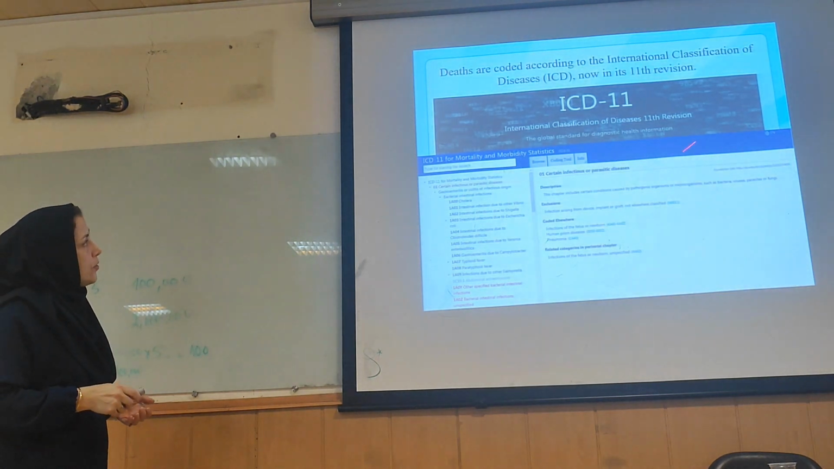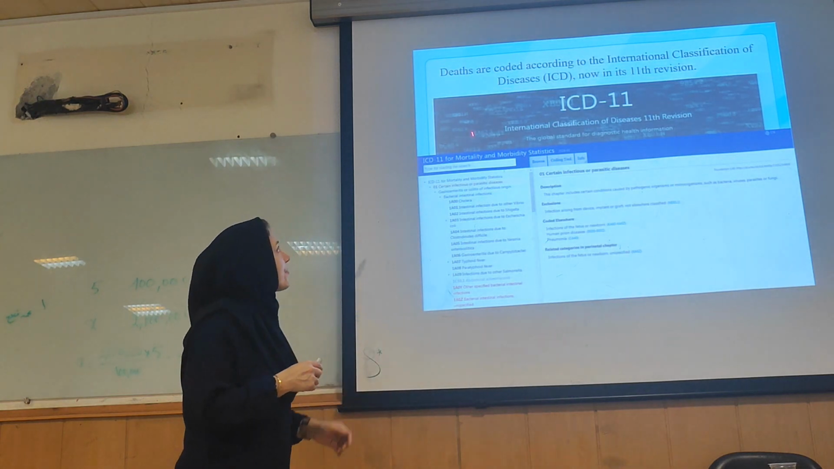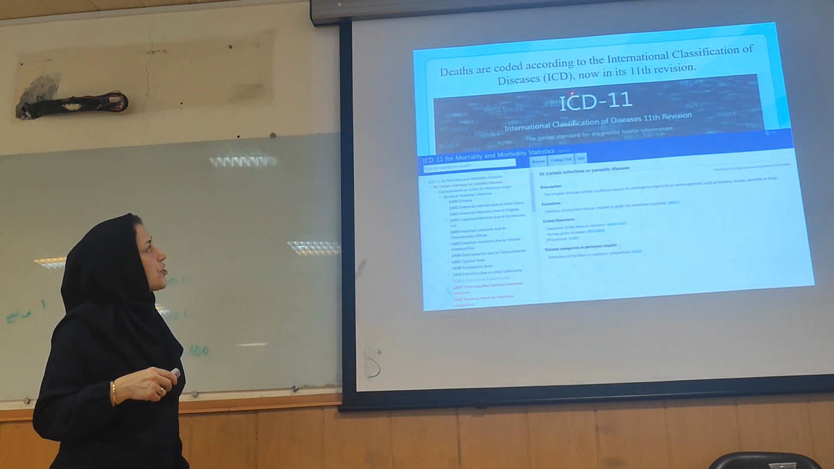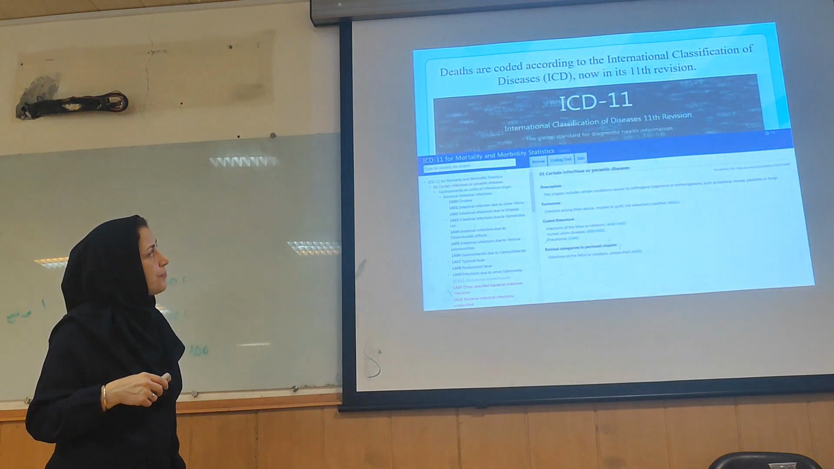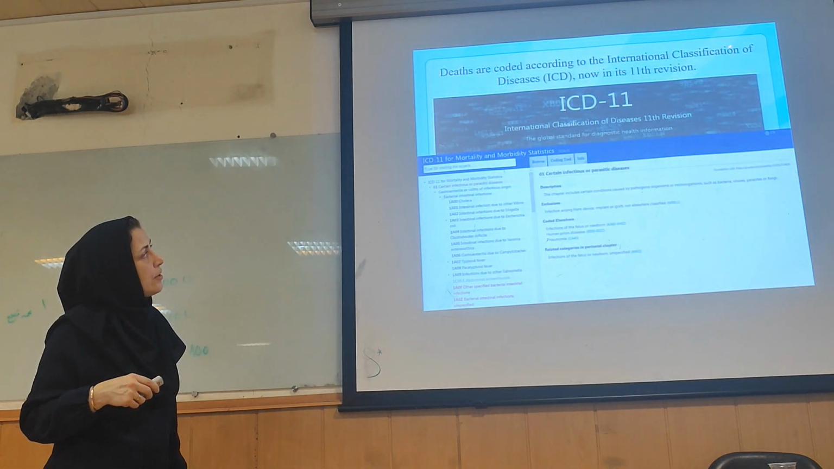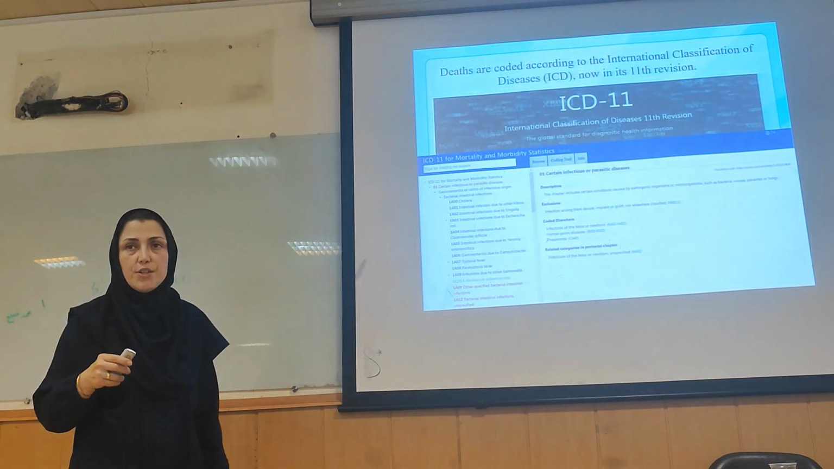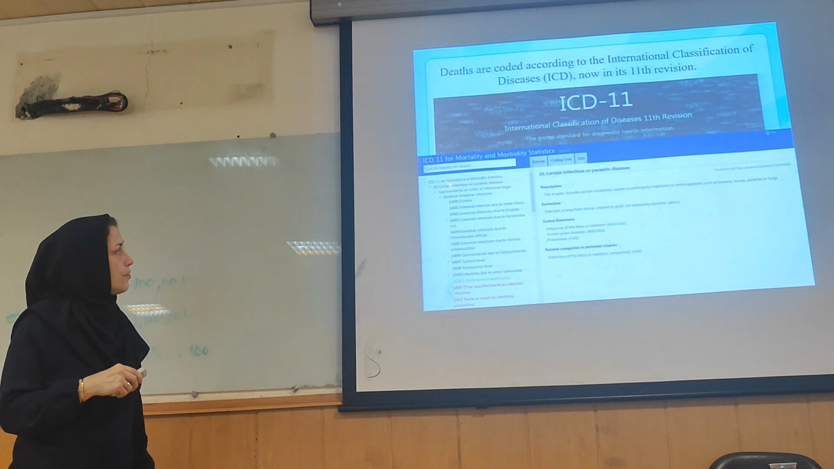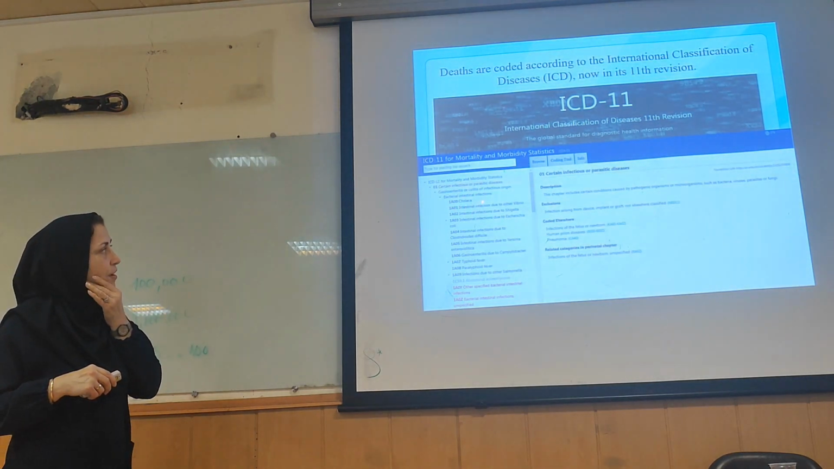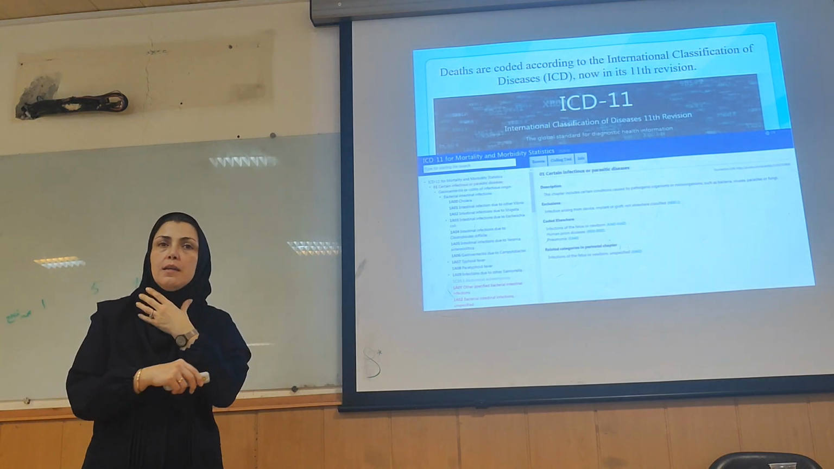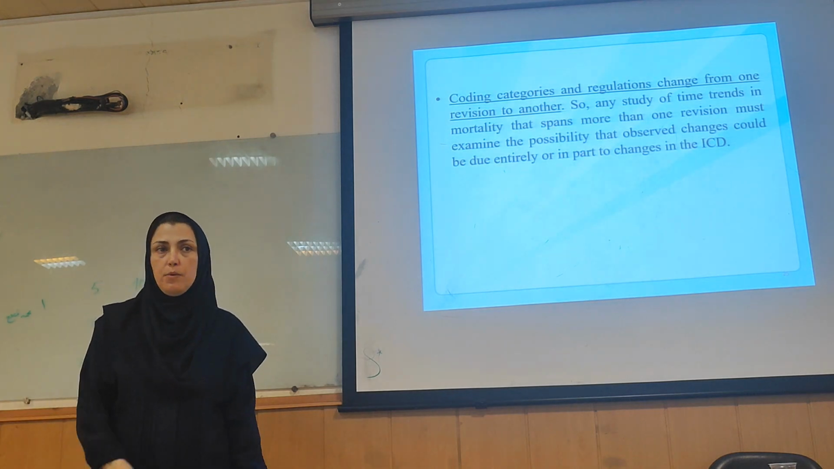So, to improve the recording system, we have this kind of categorization, ICD, and the version right now is 11. International Classification of Diseases, ICD-11. You can search it on Google and see the reasons behind death, and you can clarify the death reason using these codes to make it internationally comparable.